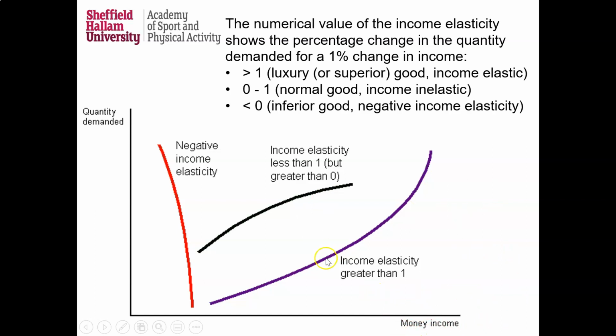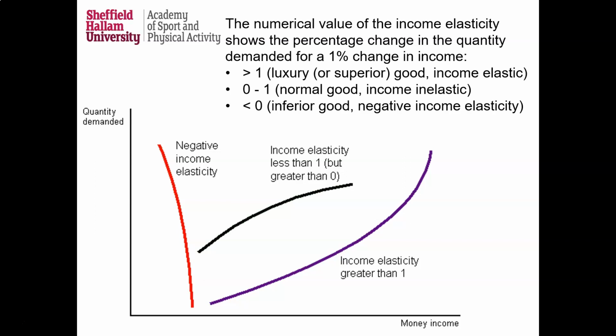And what this shows us is that as incomes change by 1%, say, the demand for that good would increase by more than 1%. So with a superior good, as incomes increase, the consumer decides to spend a higher proportion of their income on that particular good. And these kinds of goods generate high levels of income elasticity.